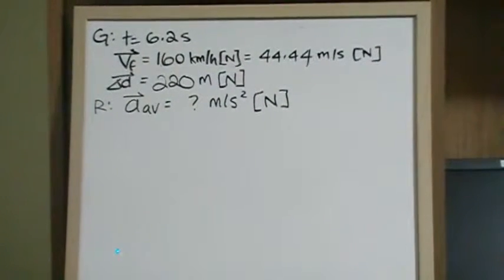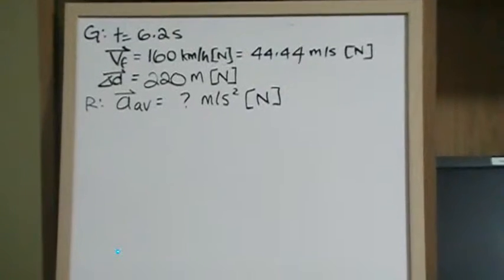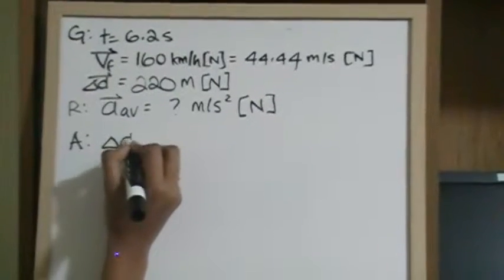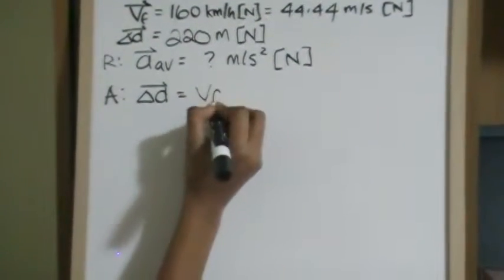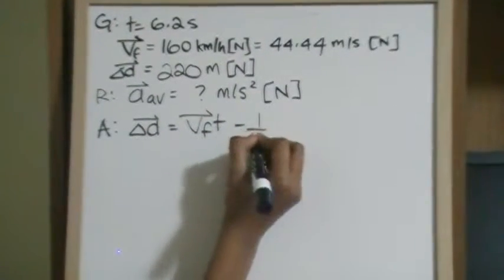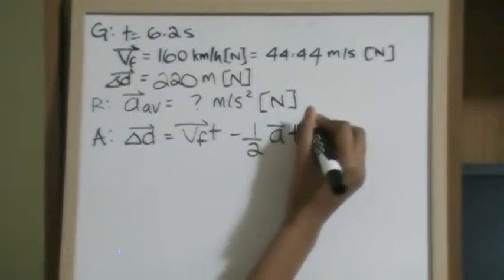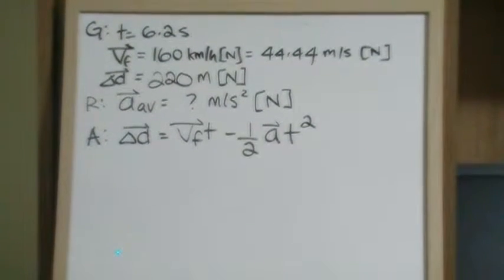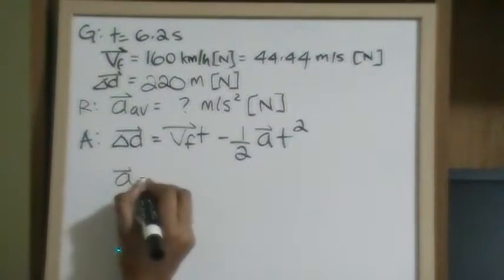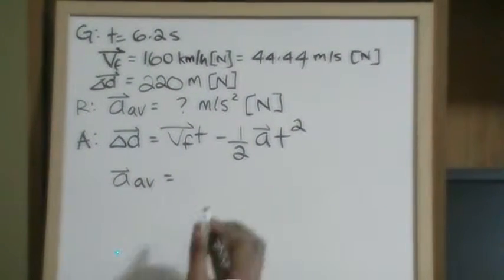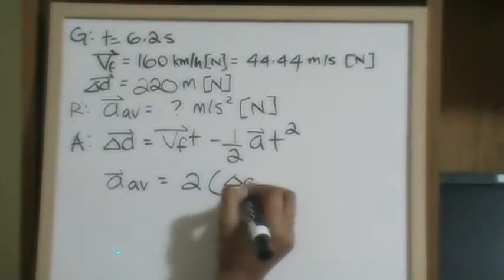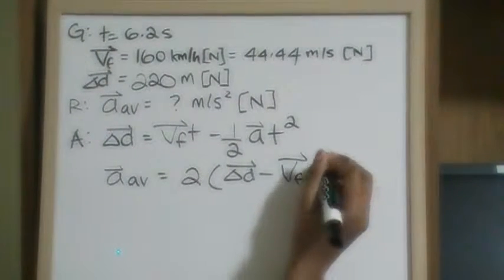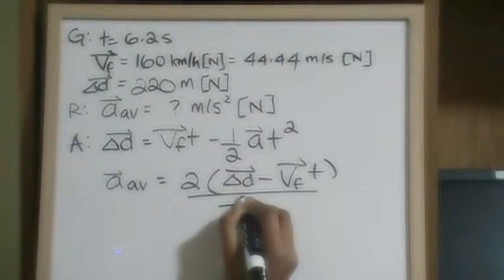So as you can see here, I've simply written out what we were given and what we were required. So now we will continue with our analysis, which is of course our equation as usual. Delta d is equal to v t minus half a t squared. Now to make this calculation easier, we are going to isolate for acceleration right away. So we're going to have acceleration is equal to 2 times delta d minus v t over negative t squared.